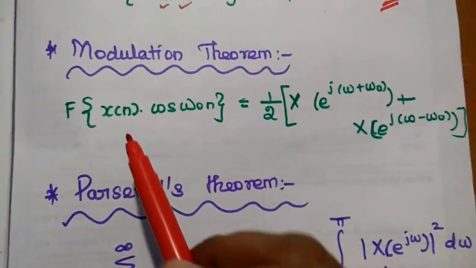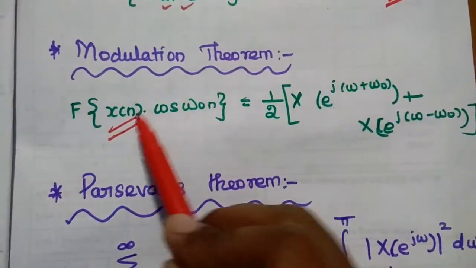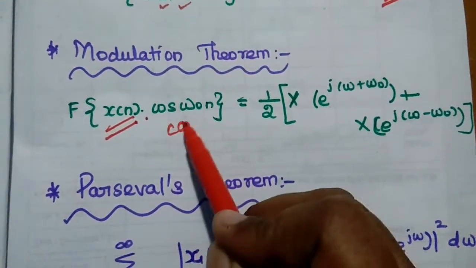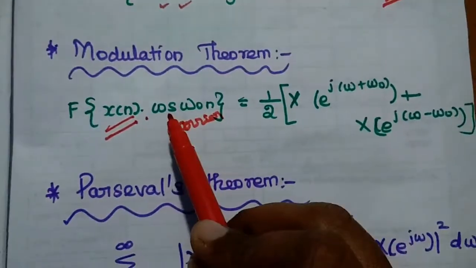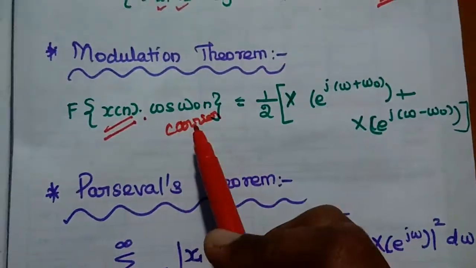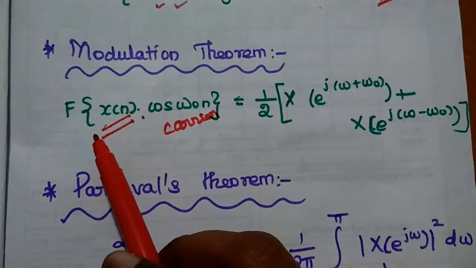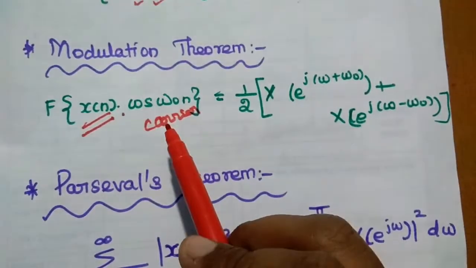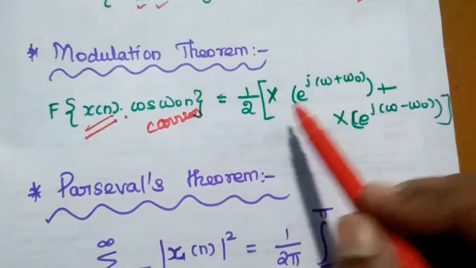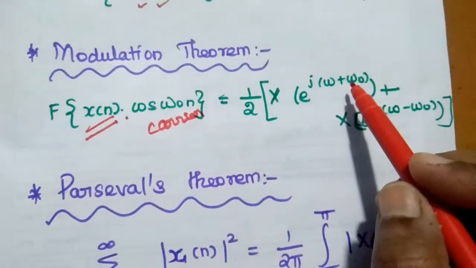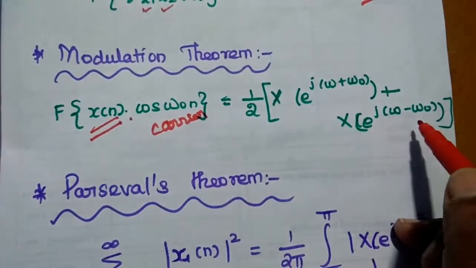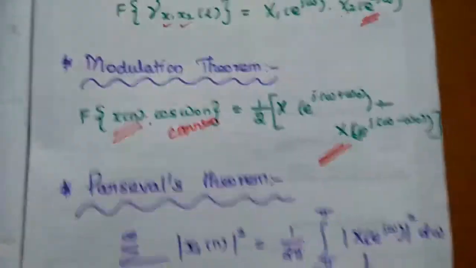Modulation means the original signal x of n is multiplied with some other signal, that may be a carrier signal. Here the carrier may be cos omega naught n. So the modulation theorem states that the Fourier transform of x of n multiplied with the carrier signal is equal to 1 by 2 of X of e power j omega plus omega naught plus X of e power j omega minus omega naught. This is the modulation theorem.